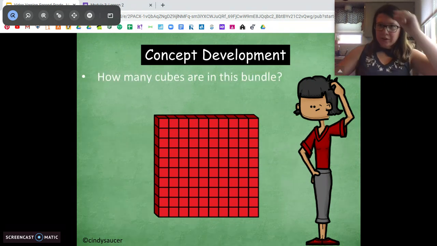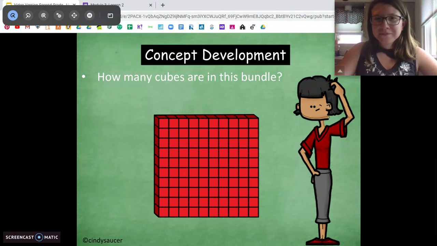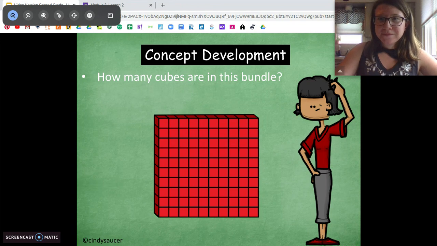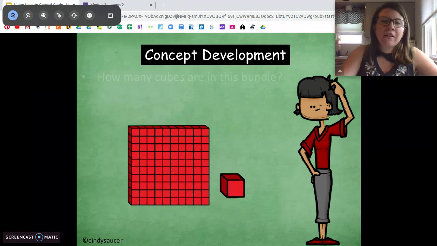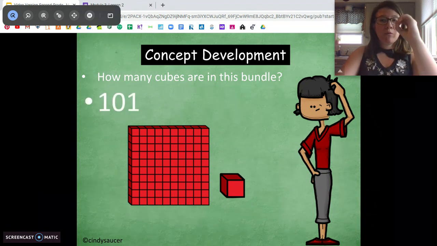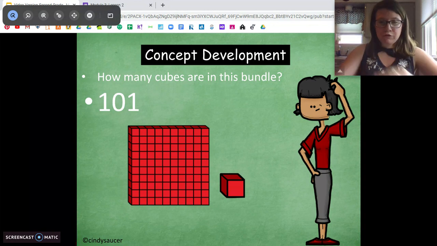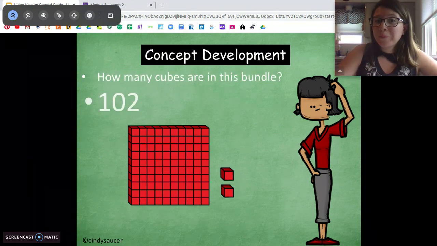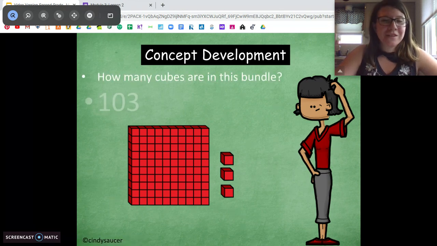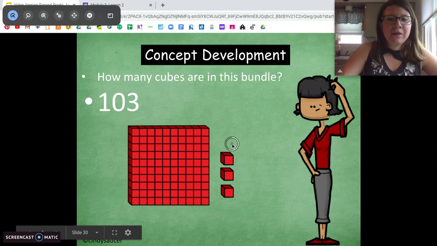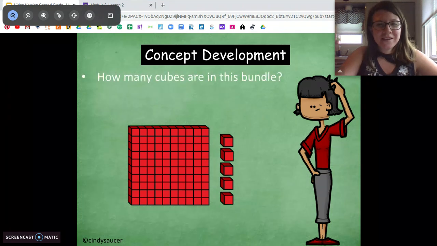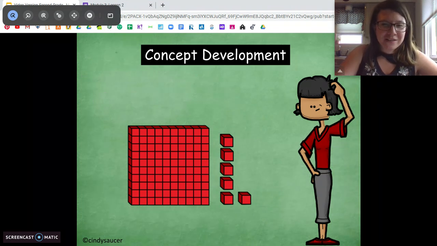All right, here we go. How many cubes are in this bundle? How many cubes is this? Remember, this is 10 tens. Very good, 100. All right, how many now? 101, good. We have 100 and 1, 101. How many now? 102, good. How many now? 103, 100, and 3 ones. 104, very good. 105, awesome, you got it.